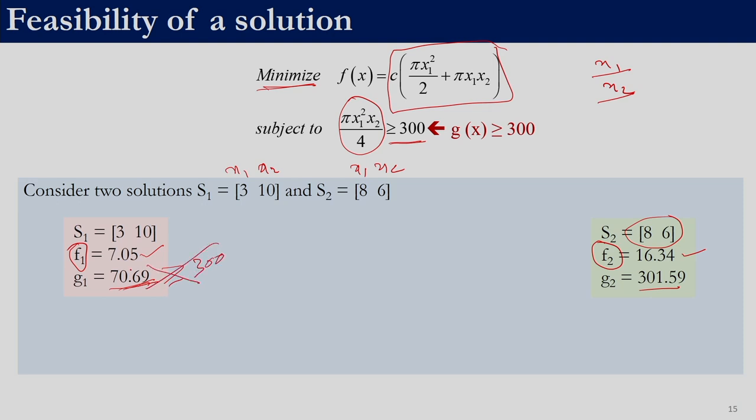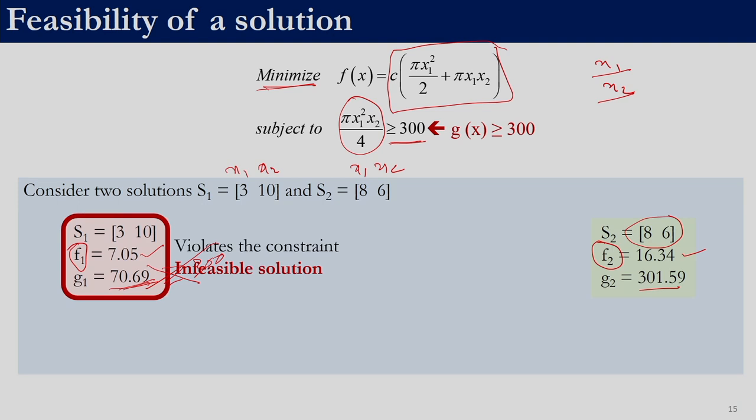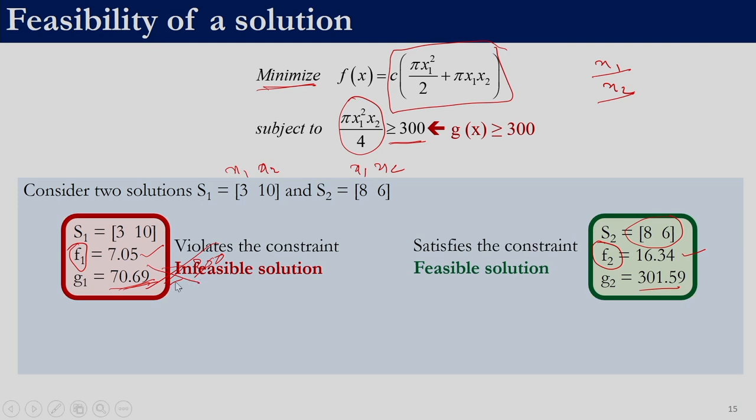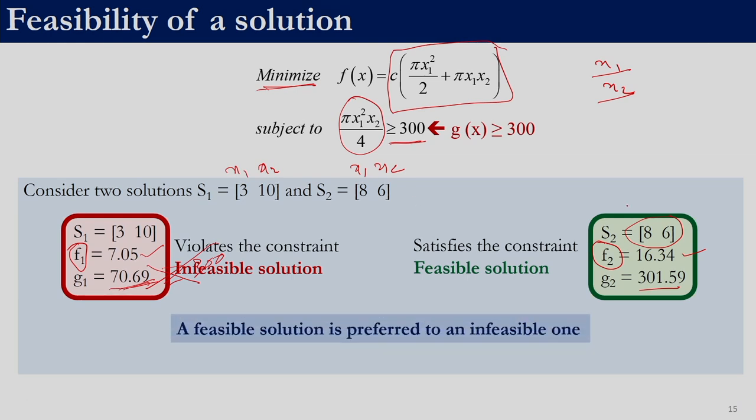So this solution is an infeasible solution, right? It violates the constraint. Whereas this solution, the solution S2, is a feasible solution since it satisfies the constraint, right? So solution 2 would be preferred to solution 1, despite the fact that F1 is better than F2 because the problem is minimizing. So a feasible solution is to be preferred to an infeasible solution, no matter how good the objective function value is for an infeasible solution. It does not matter because it does not satisfy the constraints, which is a requirement.